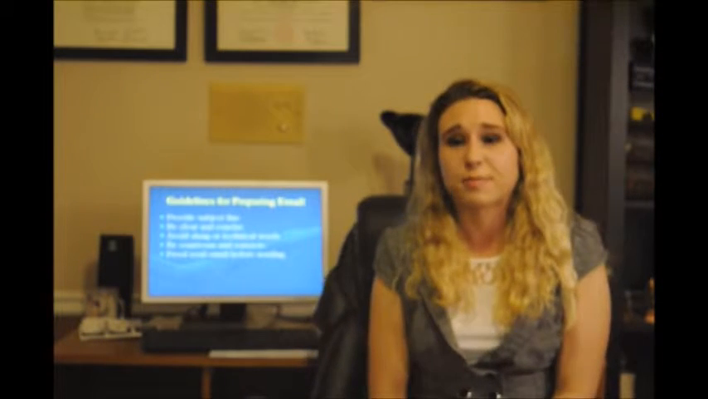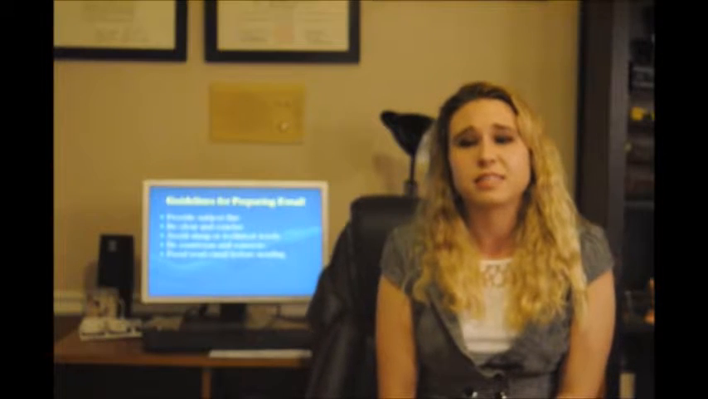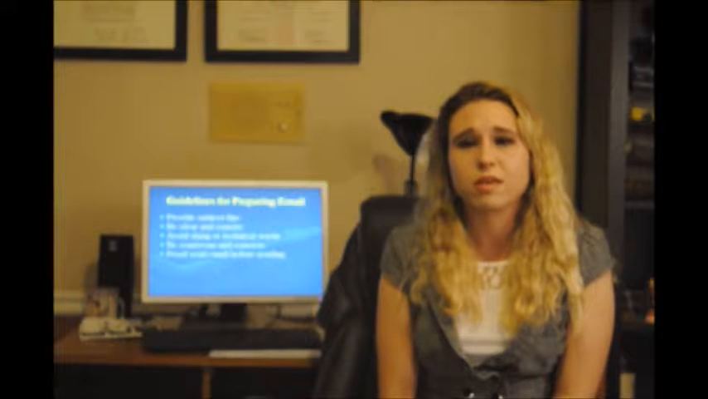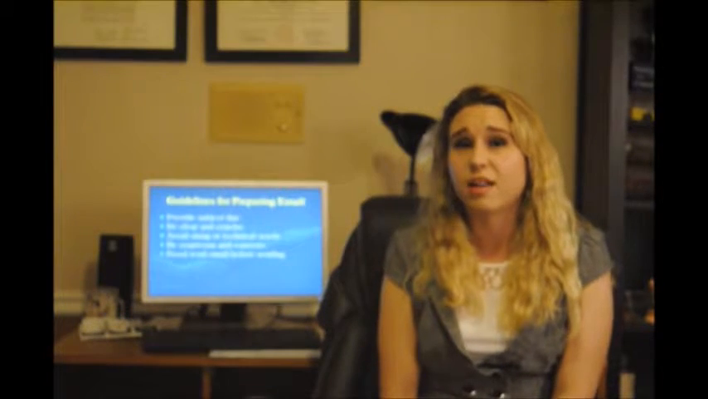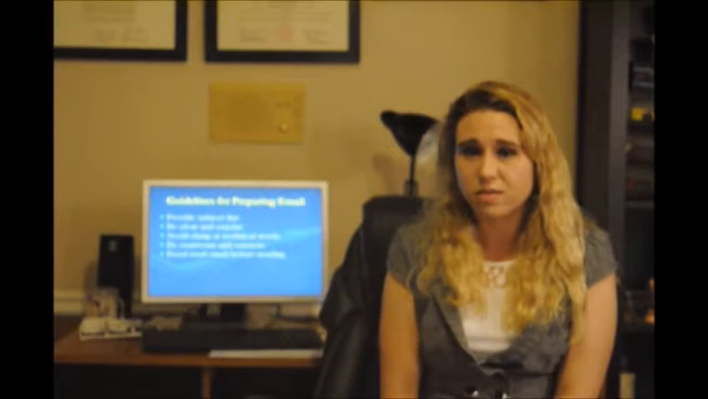Guidelines for preparing an email. First off, you always need to provide a subject line. It tells the reader what they need to expect in the email. Otherwise, if you don't put that, a lot of times it could end up being deleted or put in the junk mail.